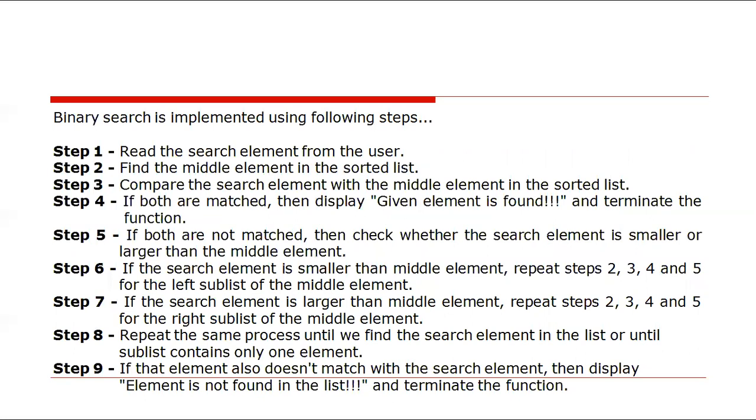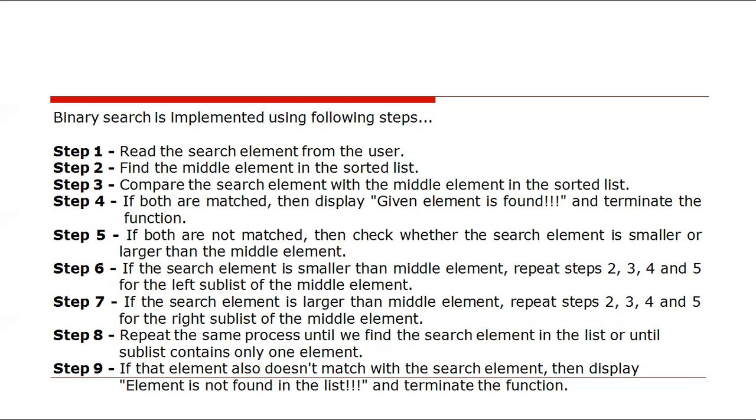Binary search is implemented using the following steps. The first one is to read the search element from the user, similar to linear search. Second, find the middle element in the sorted list. Compare the search element with the middle element in the sorted list. Next step, if both are matched, then display the given element is found and terminate the function. If both are not matched, then check whether the search element is smaller or larger than the middle element.